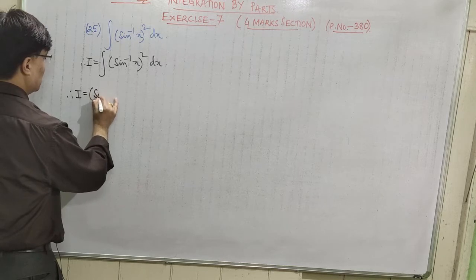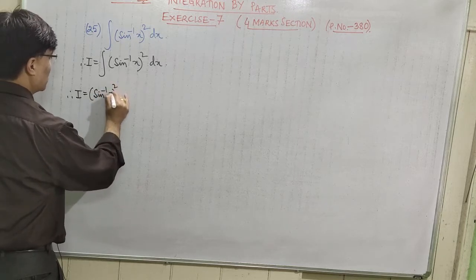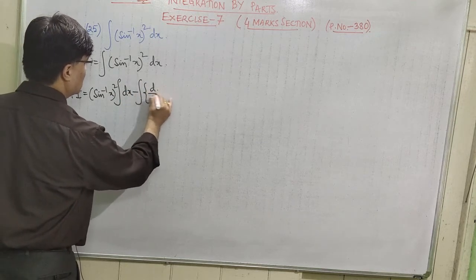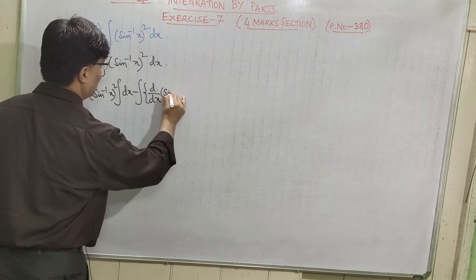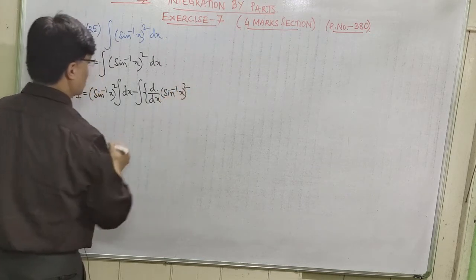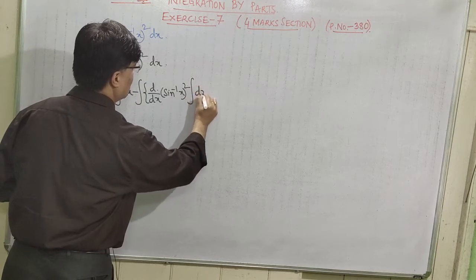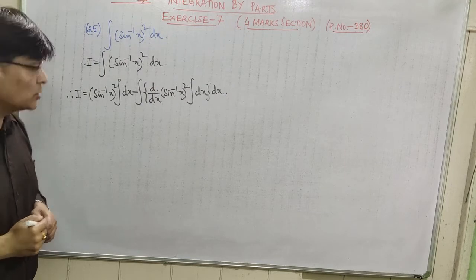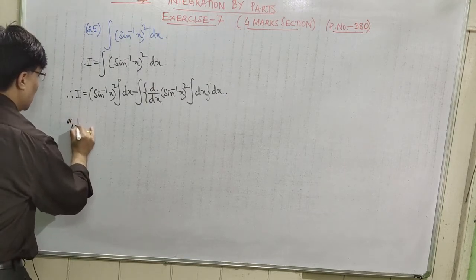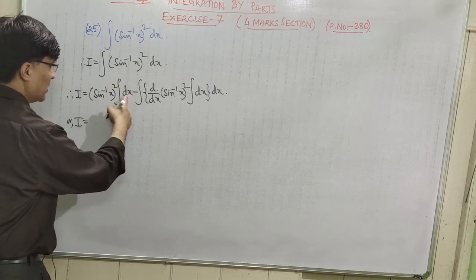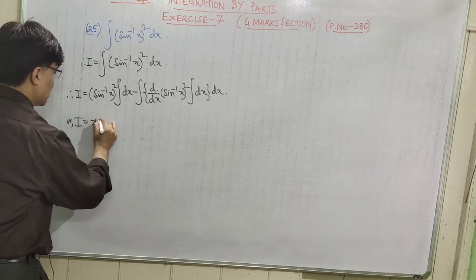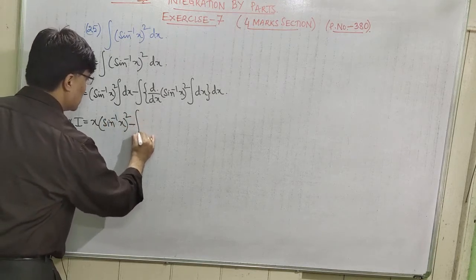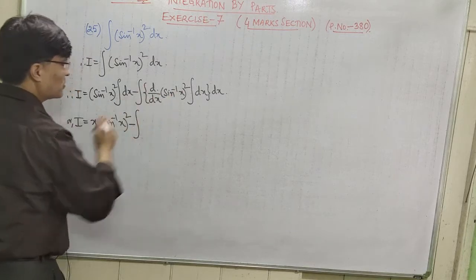So I is equal to sine inverse x whole square is taken outside, integral 1 dx, minus integration of, second bracket, dy dx of this sine inverse x whole square, then integral 1 dx, second bracket closed, dx. Is that clear? So let us evaluate it. Or I is equal to, let us first integrate. What is integral 1 dx? That is your x, and this is sine inverse x whole square minus integration of, what is dy dx of sine inverse x whole square?